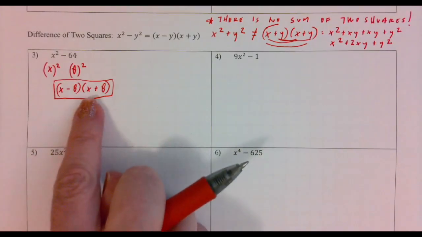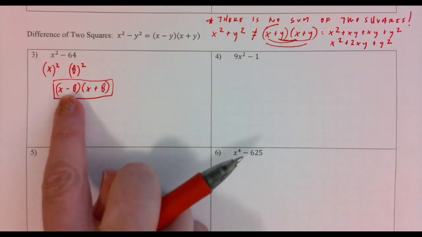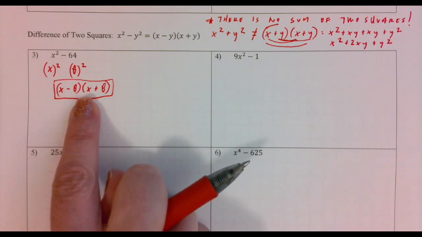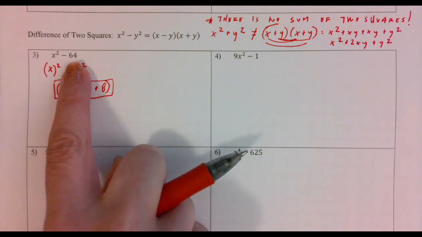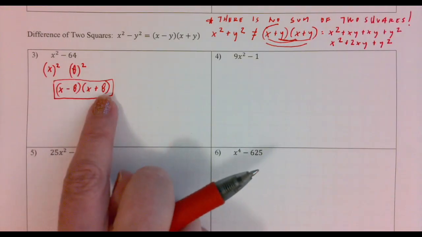X squared plus 8x minus 8x. Those are opposites. They knock away. Okay, negative 8 times positive 8. There's my negative 64. So that holds.